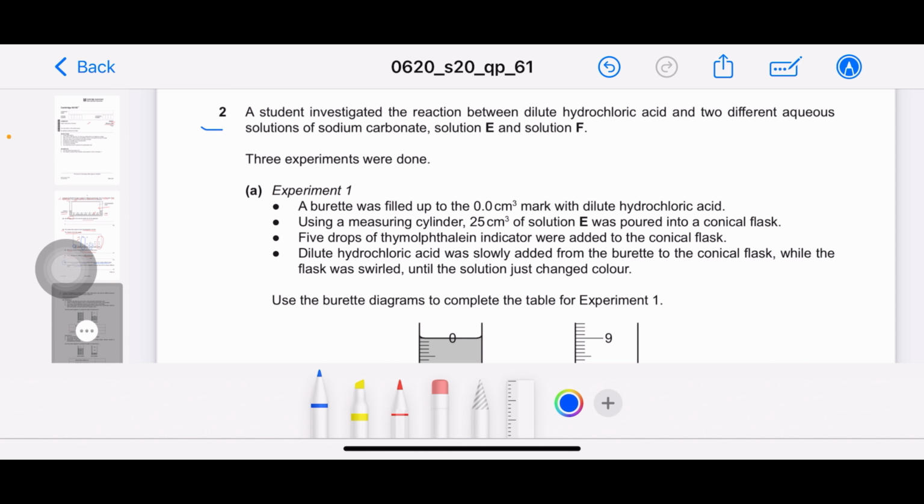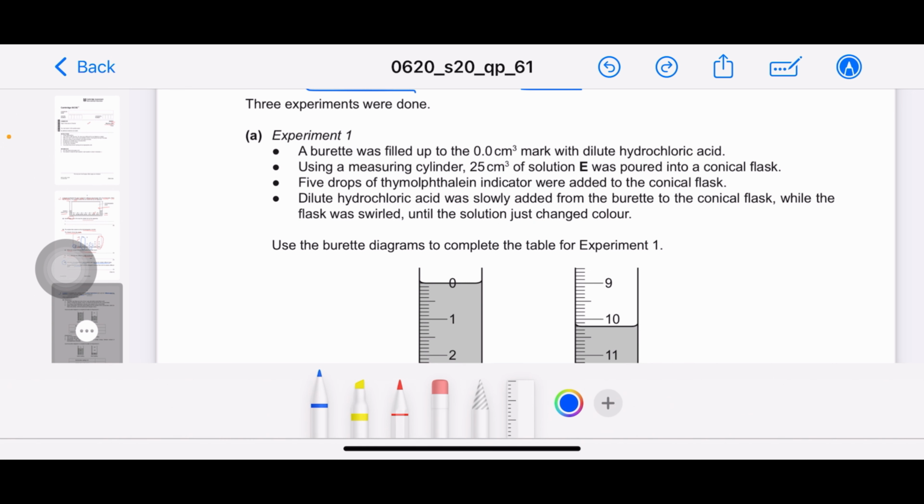Question number 2. A student investigated the reaction between dilute hydrochloric acid and two different aqueous solutions of sodium carbonate, solution E and F. So the experiment is between dilute HCl and the sodium carbonate of different concentration. 3 experiments were done. Experiment 1.